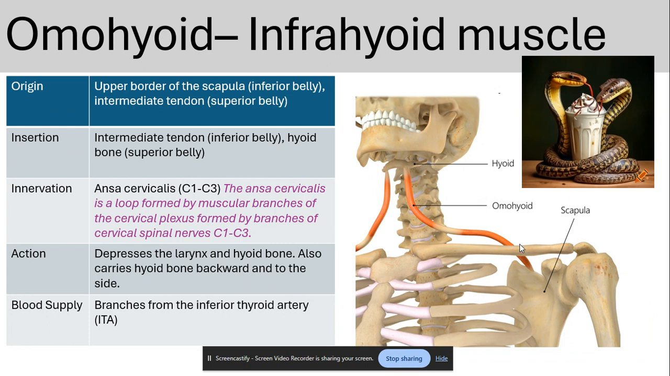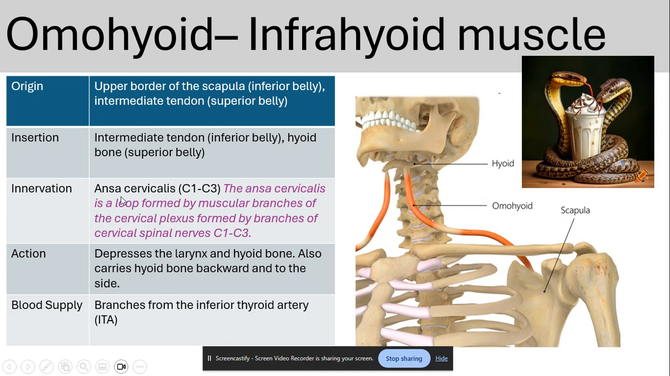Omohyoid. Omohyoid is an infrahyoid muscle. Origin is the upper border of the scapula. As you can see, it's going back. Can you see that? So this is the upper border of the scapula, inferior belly, intermediate tendon, that's the superior belly. That's where the origin is. Insertion is the intermediate tendon of the inferior belly, hyoid bone, superior belly, alright? So this is the hyoid bone, and that's where the insertion is.